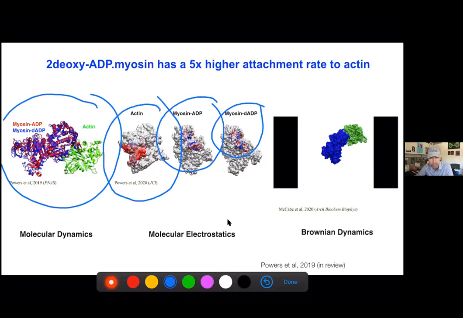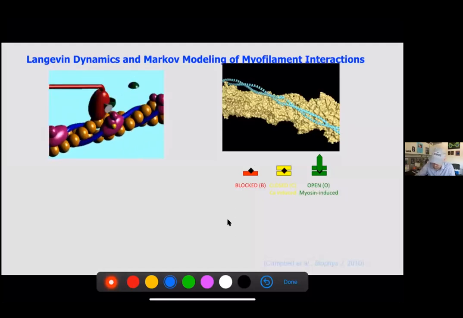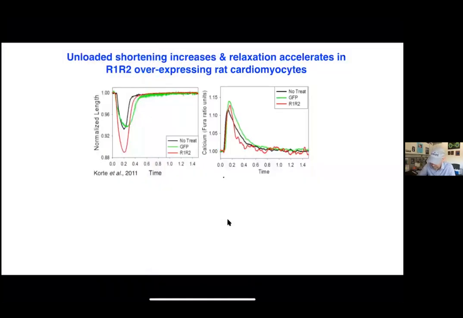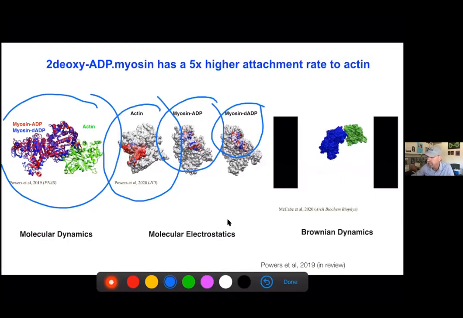And you can see, if you look closely, that the effect of deoxy ATP or deoxy ADP bound to myosin actually changes the charge distribution on the binding surface of myosin to actin in such a way that it increases the electrostatic attraction between myosin and actin, which could then increase the rate of attachment and then increase the force development. We can then do Brownian dynamic simulation that you see there in the video.